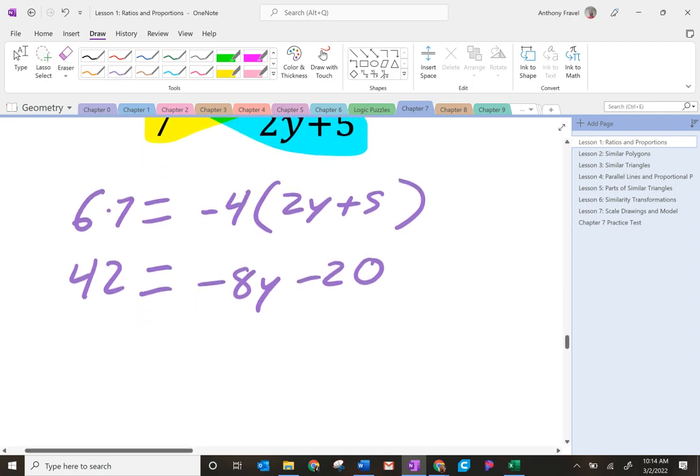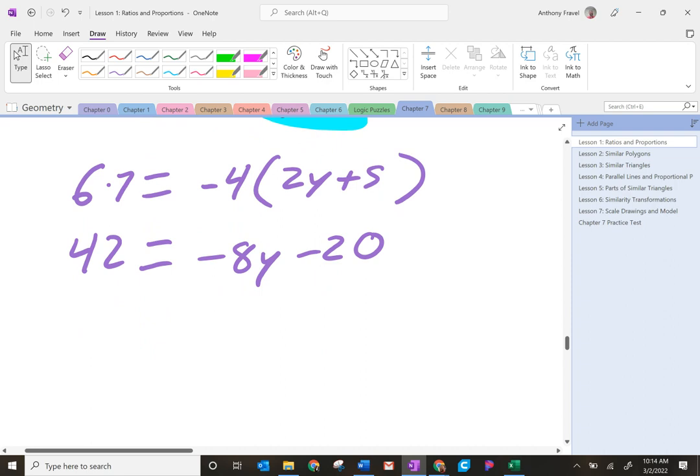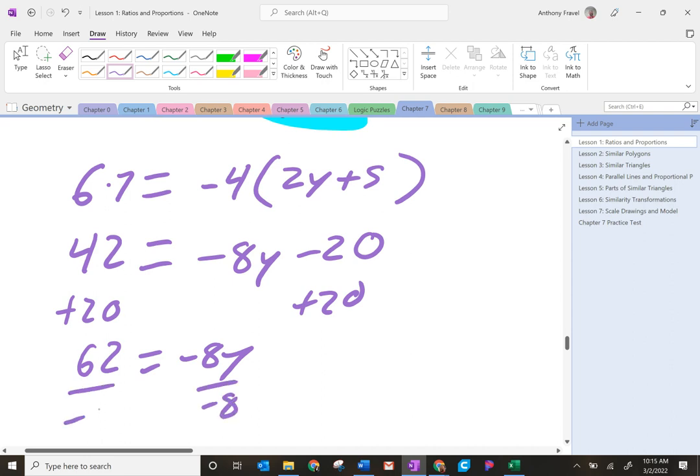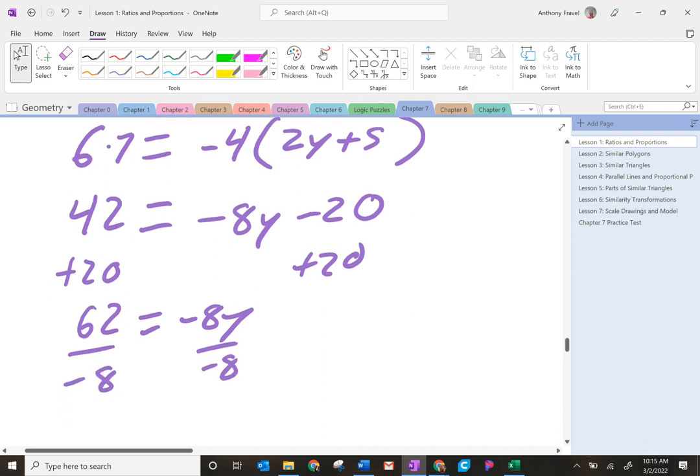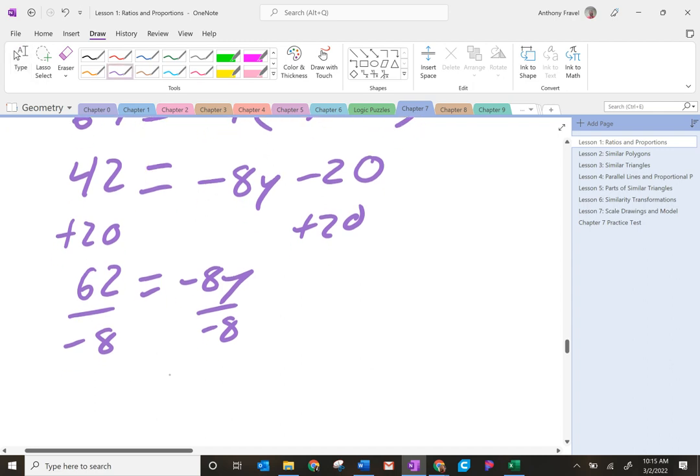Anybody want to talk me through those last 3 steps? Just do the problem for me. So add 20 to both sides. Love it. I get 62 equals -8y. And then? Awesome. Divide both sides by -8. So I got 62 divided by -8. My final answer for this one is going to be y equals -7.75.